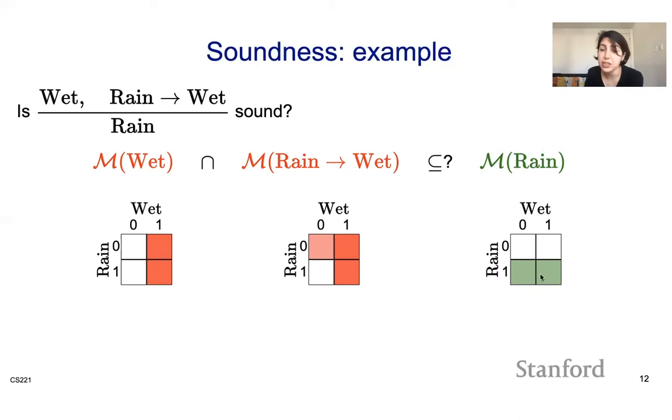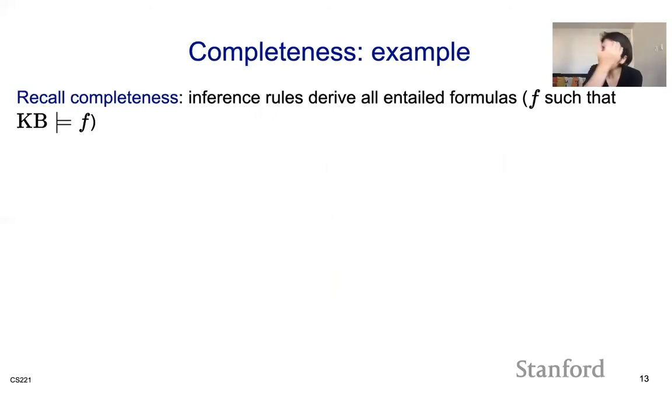As you can see here, that's not a subset of models of rain. So what that means is we don't have entailment here, right? Because of that, this particular inference rule is actually not sound. All right, so the nice thing about modus ponens is it's actually sound. But the next question to ask is: is modus ponens complete?